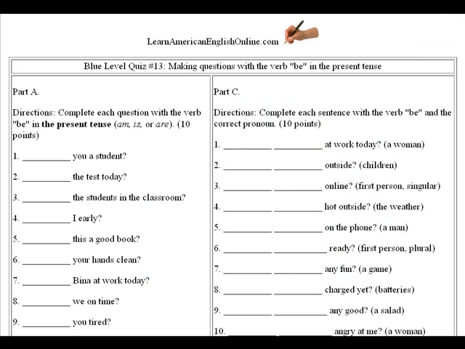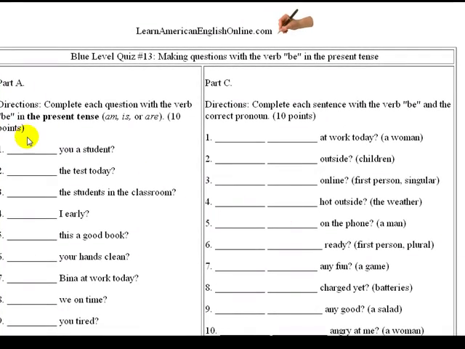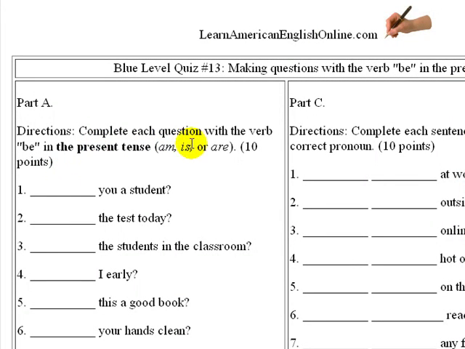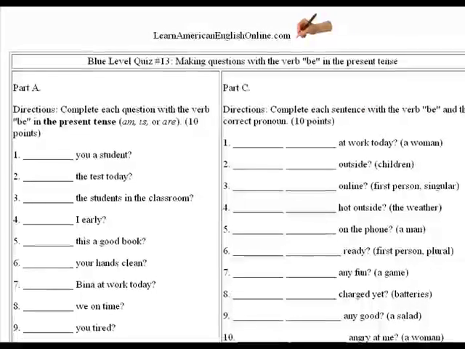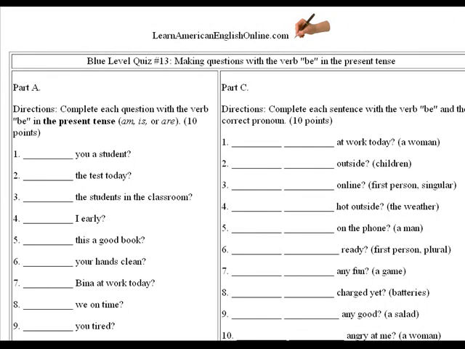Now that we know about questions in the present form, here is a little exam for you. Here you can see the directions. Complete each question with the verb be in the present tense. As an example, I'll give you the first one. The question would be, are you a student? Now what you need to do is stop this and, on a separate piece of paper, fill in the answers. I will move it down for the other parts, but you can stop it here.